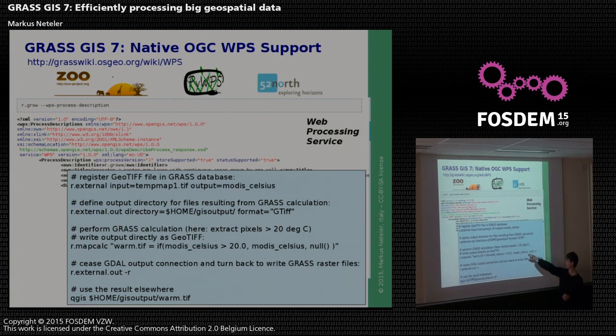And then you do your computation, r.mapcalc, and you can see here I put the ending newmap.tiff equal to some function. And this will immediately appear as a geotiff in the directory which I have specified here. So you don't bother anymore with the import-export, but especially interesting for WPS, you just go through and get your geotiff or whatever format you prefer out, and then you close the connection and you can make use of it.